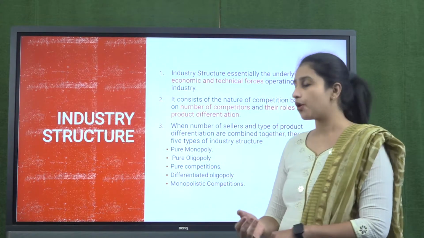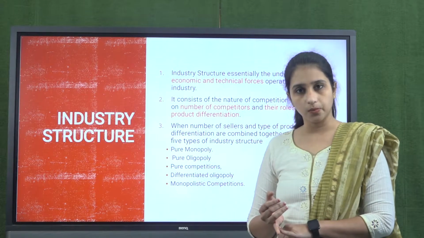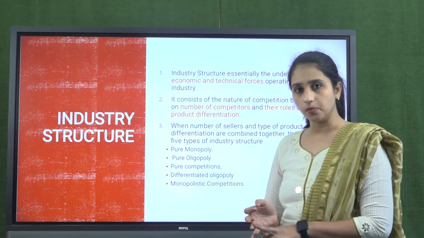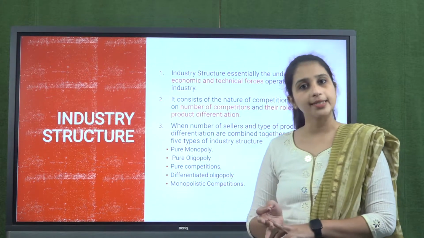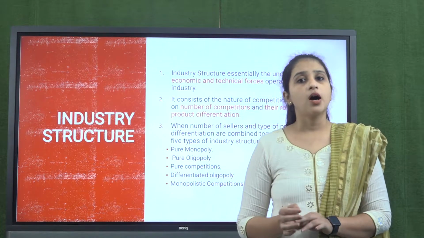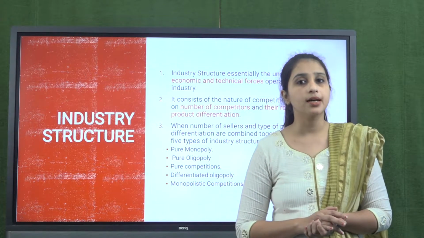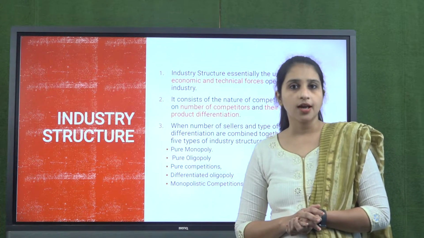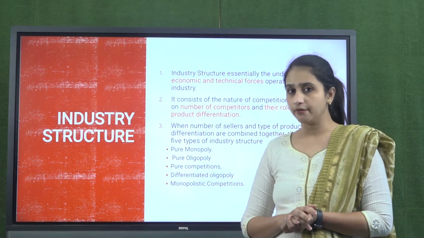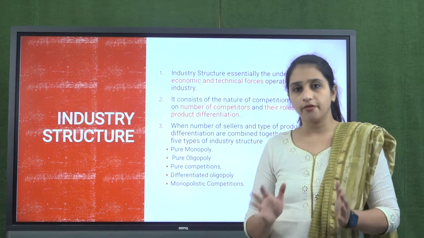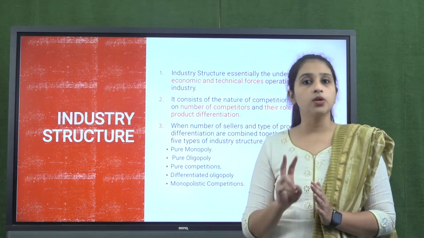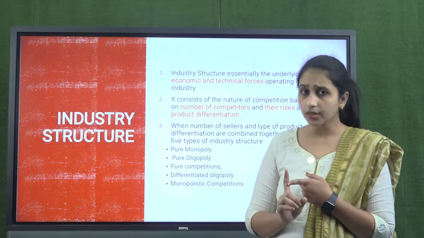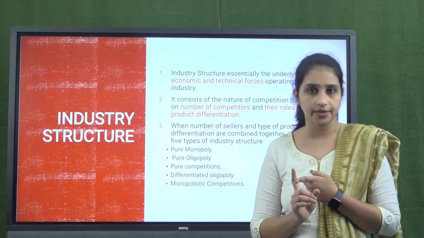The first one is pure monopoly, second, pure oligopoly, third, pure competition, fourth, differentiated oligopoly, and fifth one is monopolistic competition. Now, how do they differ? They depend upon the number of sellers that are existing in the industry and the degree of product differentiation. So when I define all this, we will generally look into these 2 categories, that is number of sellers and product differentiation prevailing in an industry.